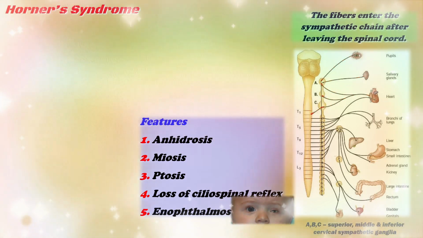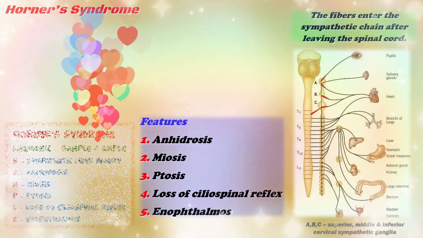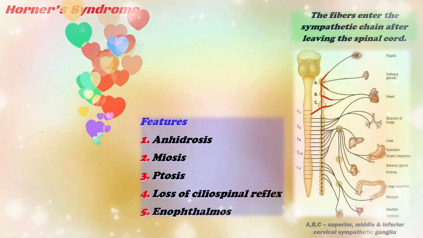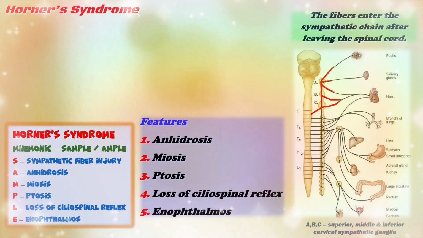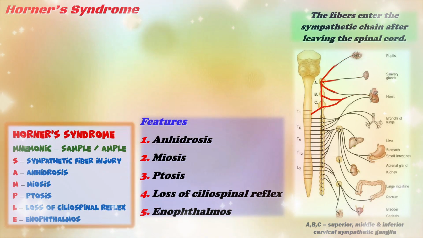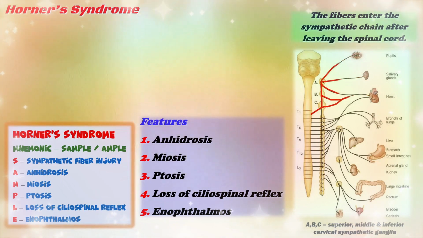Dear students, here is a mnemonic to remember Horner's syndrome. Please remember the word "sample" or "empl". Here, each first letter describes the clinical features of Horner's syndrome.